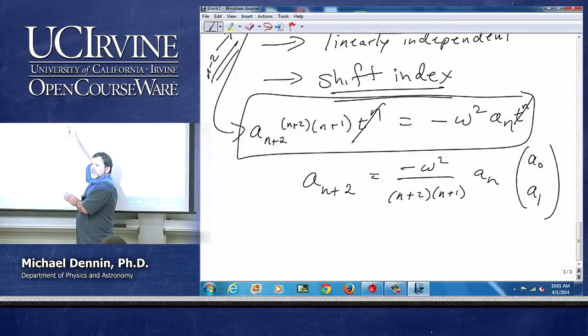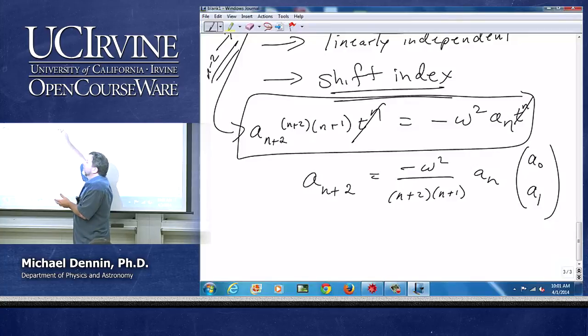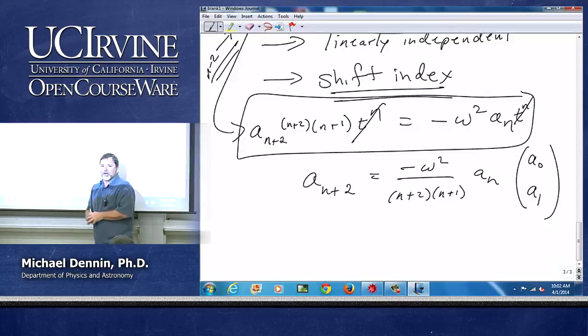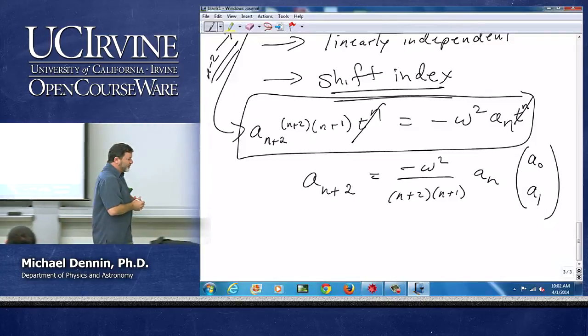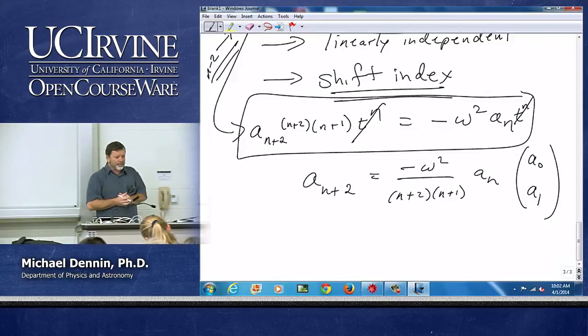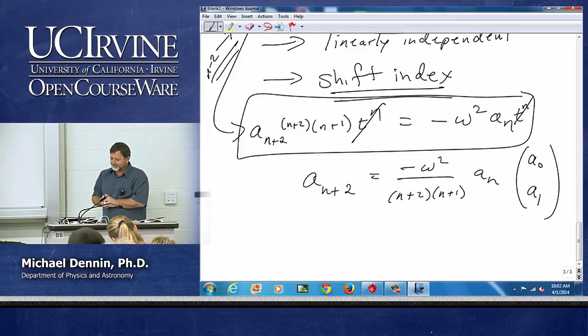Is it an alternating series, or is it always the same sign? It's going to be alternating, because every time I multiply this minus by the previous factor, I'll switch between positive and negative. So I also notice it's an alternating series. That's probably a little less interesting from a physics point of view, but it's a useful thing to notice.